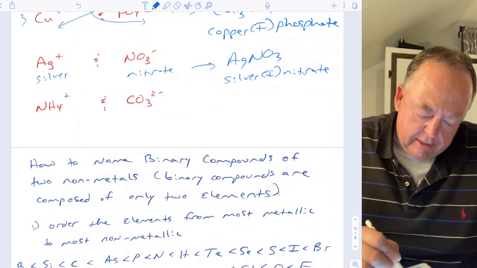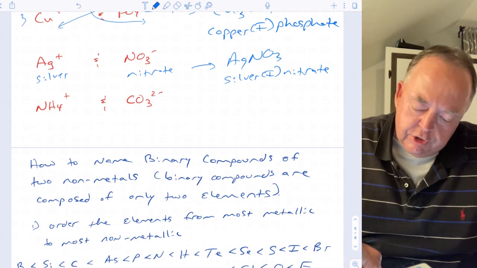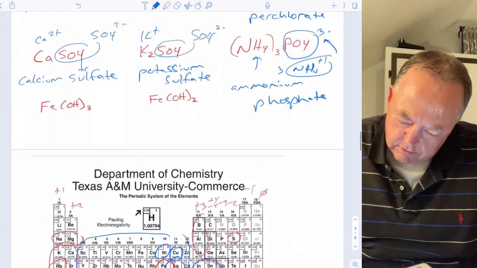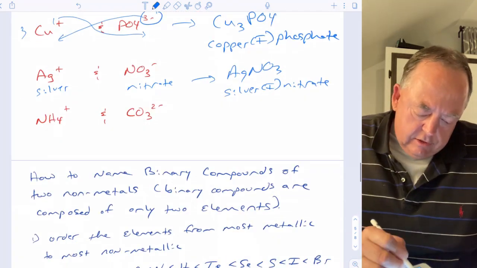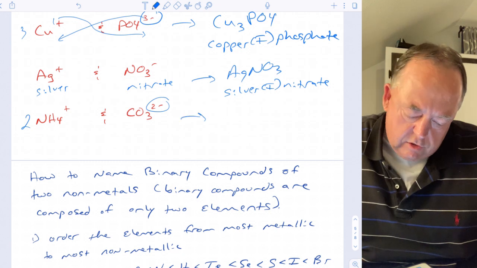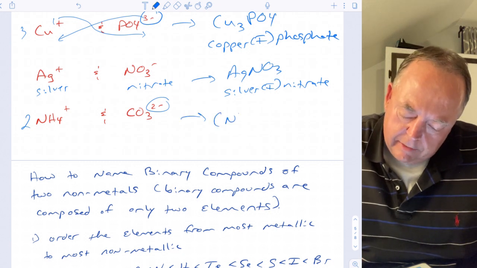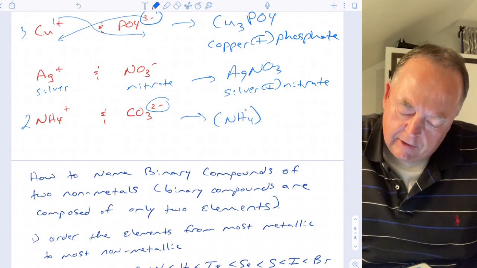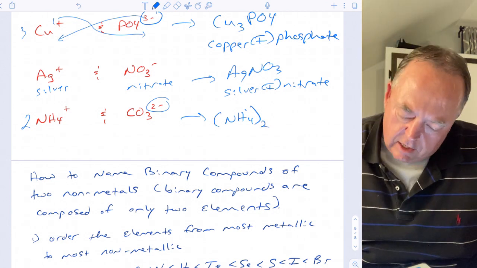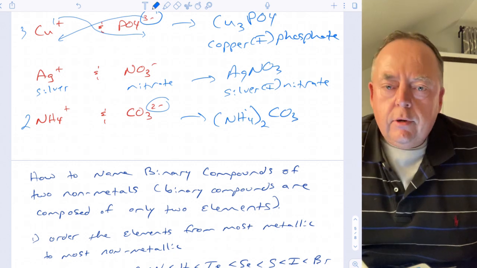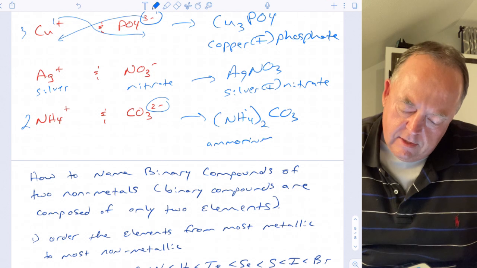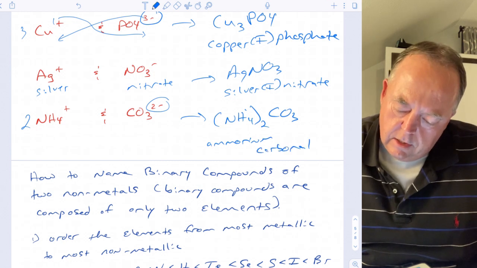Okay, and in this case, ammonium has a +1 charge, carbonate has a -2 charge. Did we do that one? No. So you're going to need 2 of these to balance that -2 to 0. If you have more than one polyatomic ion, then you have to put it in parentheses with a subscript for however many of them you have. But there's only one carbonate, so you don't need parentheses for that. And so this would be ammonium carbonate.